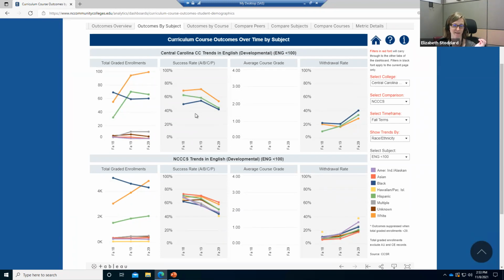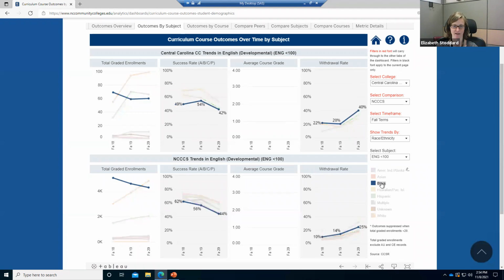And then looking at success rates, we can see that Black students have had a lower success rate across these 3 fall terms in developmental English than Hispanic and white students, although it does look like that gap is lessening through these 3 fall terms. Everyone, it looks like, or all 3 of the groups, I mean, had a decrease from fall 19 to fall 20. But I'm going to go ahead and click on Black and white on my legend over here to pull up the data points.